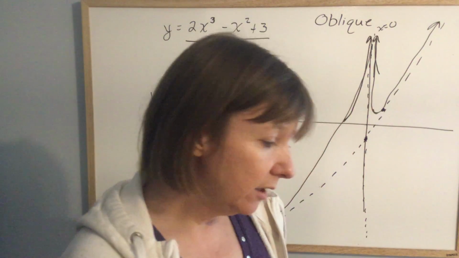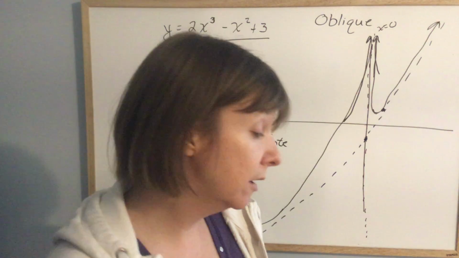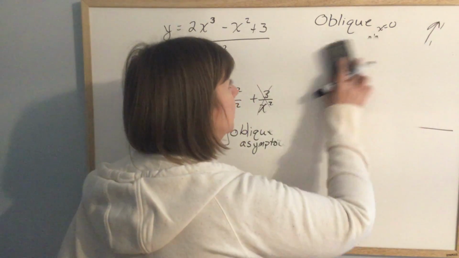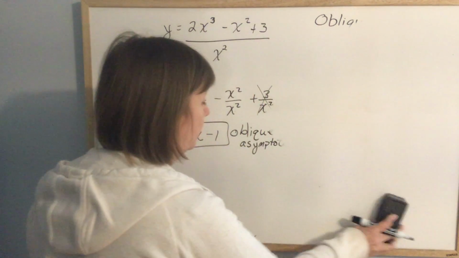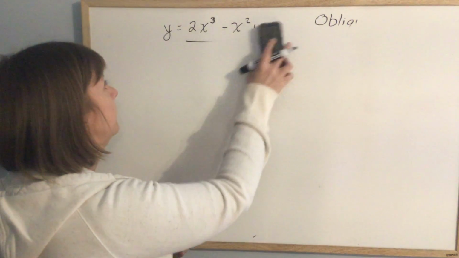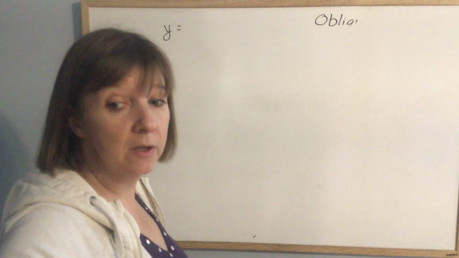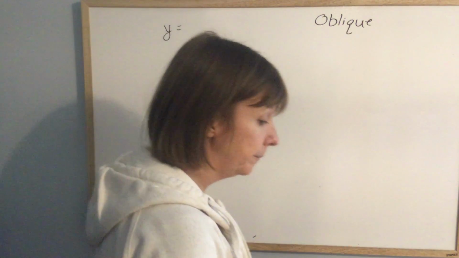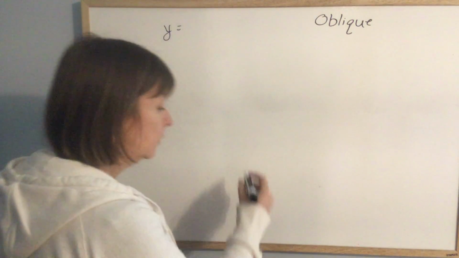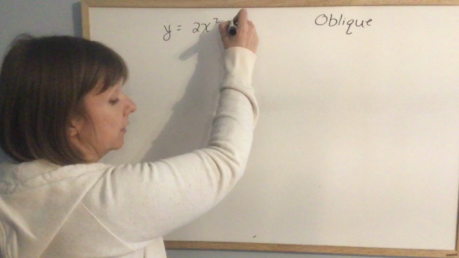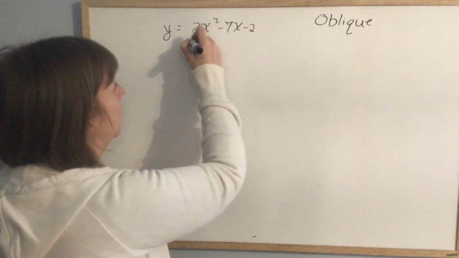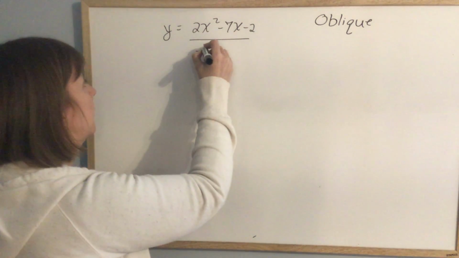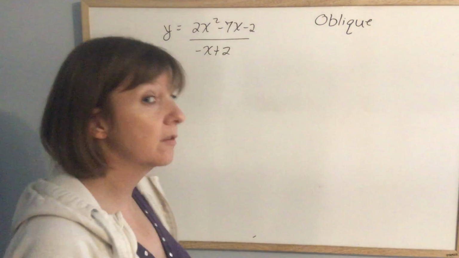All right, but life gets a little bit less fun with the next one. So this is example 4b. In example 4b, this is probably bothering some of you. Here we go. It says y is equal to 2x squared minus 7x minus 2 all over, and again, they make it 2 minus x. I'm going to make it negative x plus 2 just because I like it better.